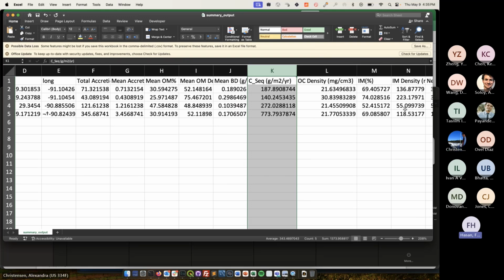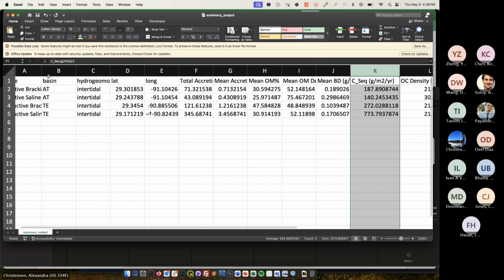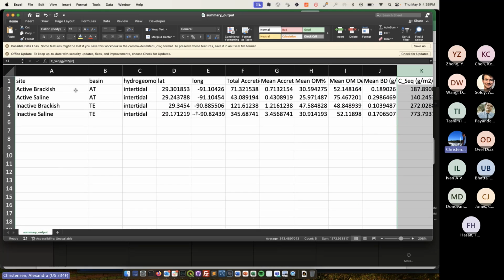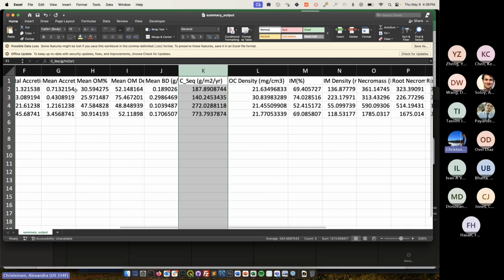No, it's the output file for 4 marshes. These are 4 specific CRMS sites, and they represent the different basins. Active brackish is, if I'm not wrong, CRMS 399. Active saline is CRMS 322. Those are both in Fourleague Bay. Inactive brackish is CRMS 396. That's Terrebonne. Inactive saline is CRMS 421.